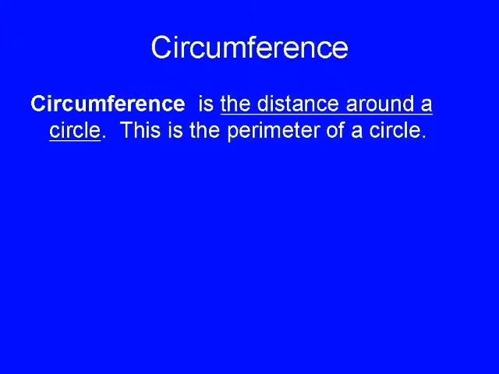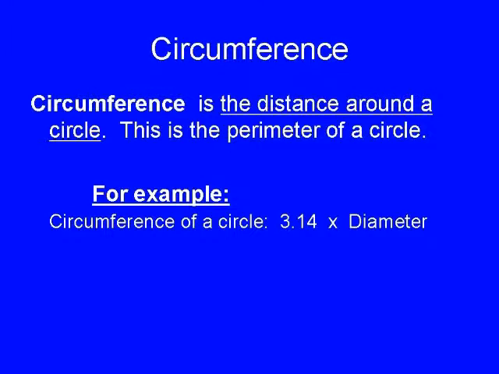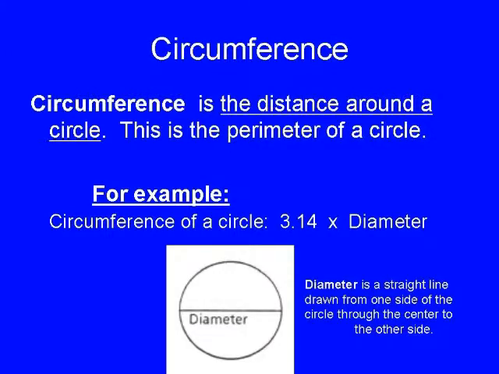Circumference is the distance around a circle. This is the perimeter of a circle. For example, the circumference of a circle is 3.14 times the diameter. It's important to note the diameter is a straight line drawn from one side of the circle through the center to the other side.